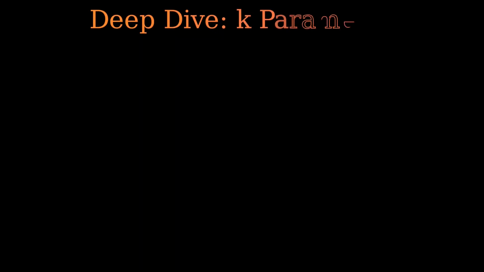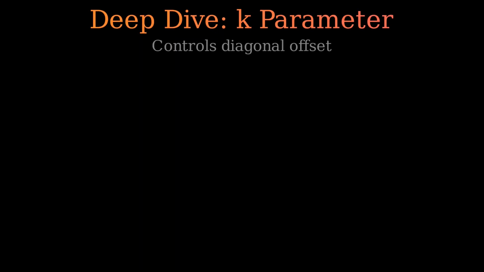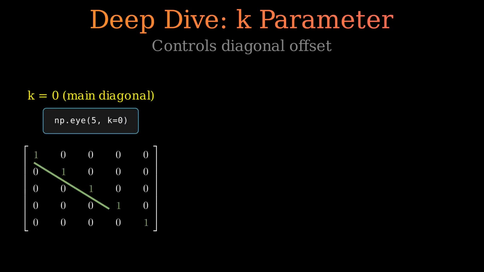Now for the most interesting part, the k parameter. This shifts the diagonal up or down. Let's explore this in detail. When k equals 0, which is the default, we get the main diagonal from top left to bottom right.